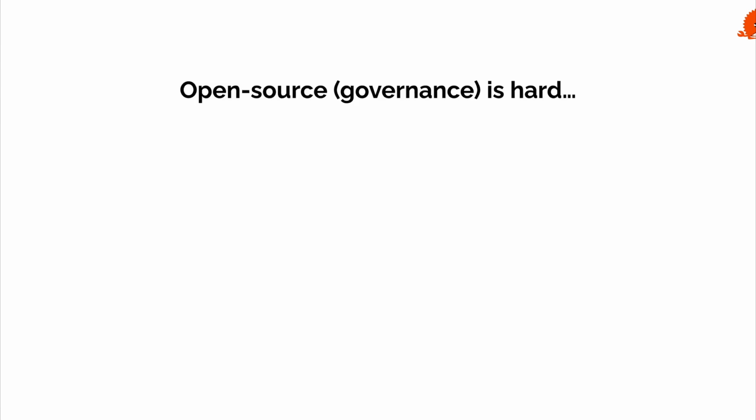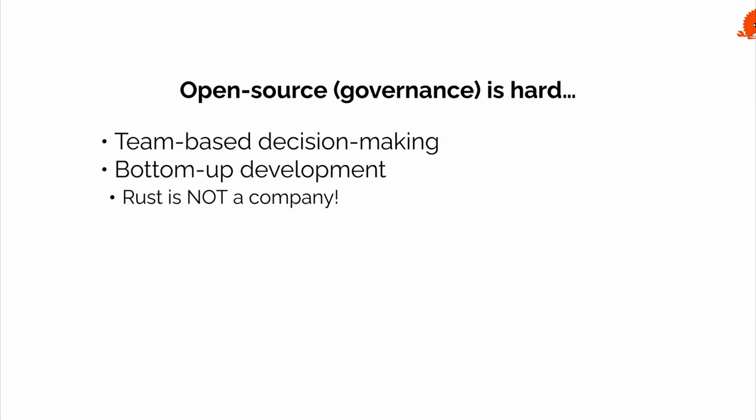So I would conclude this by saying that open source governance is very hard, and especially in Rust, right? We have those teams that make those decisions because we cannot decide everything in 300 people. That would be impossible. But at the same time, the development is bottom up. Every contributor decides what they want to do. Rust is not a company. We don't tell people, you will work on feature A, you will work on feature B, you will fix bugs. That's not how it works.